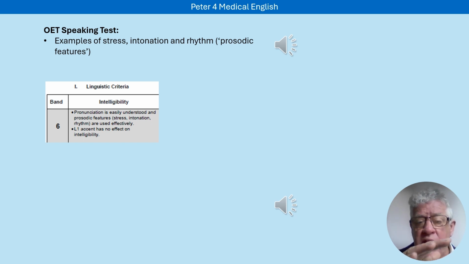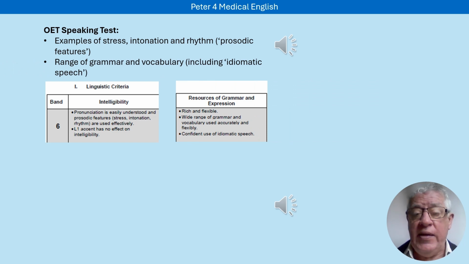This rhythm of language will make you sound more engaged with the patient and is part of the speaking criteria. You'll also notice that he used idiomatic language, and this is part of the communication criteria, confident use of idiomatic language. I was giving somebody a hand, meaning to help somebody.